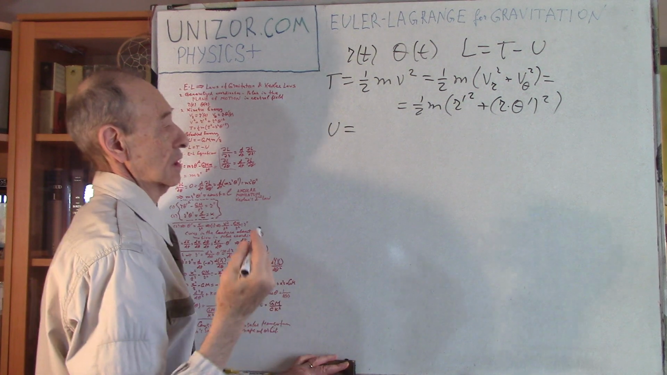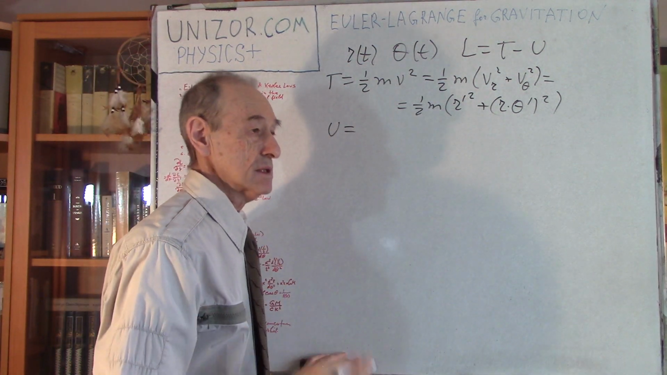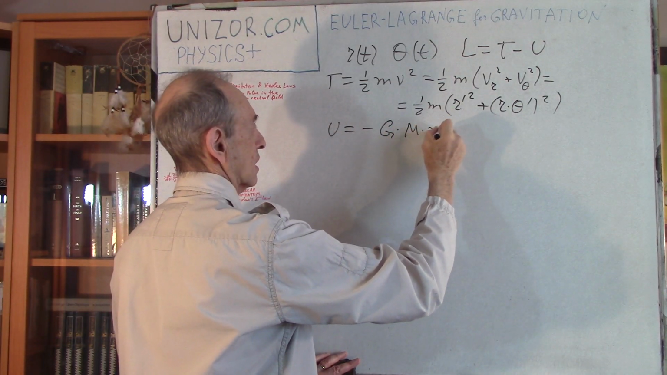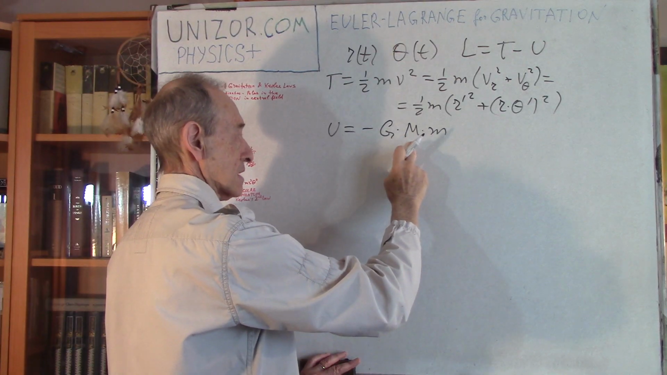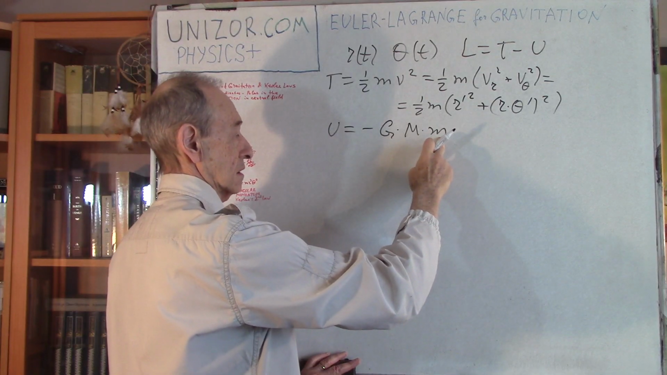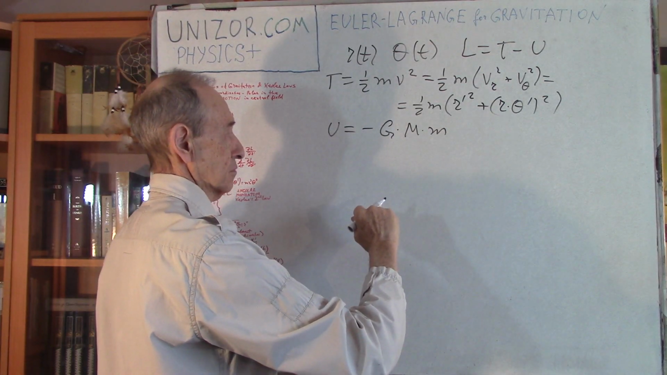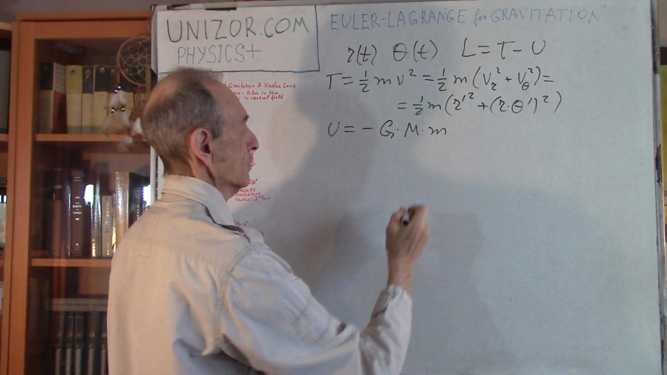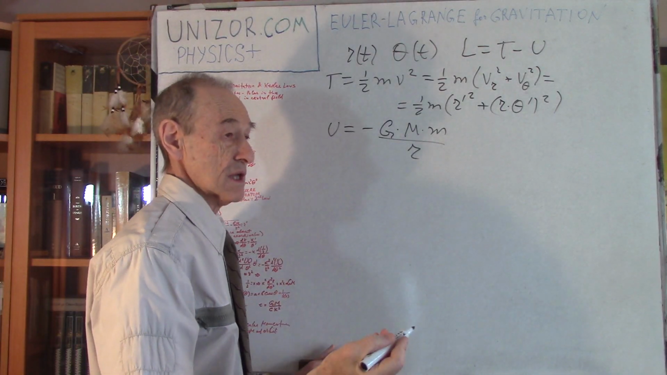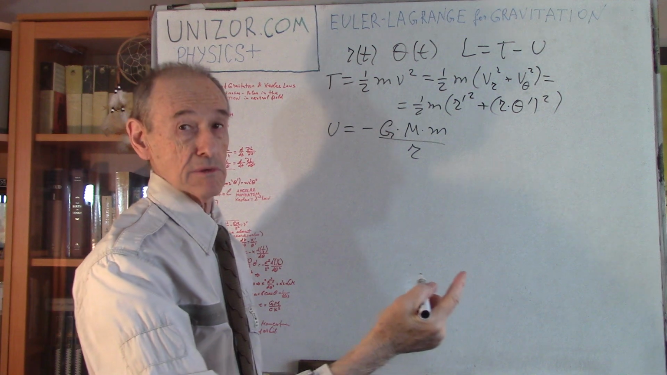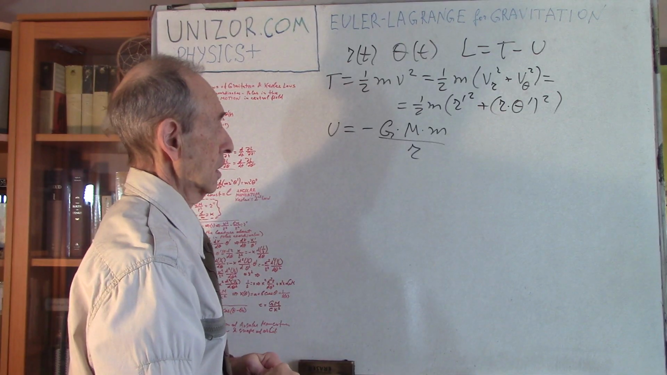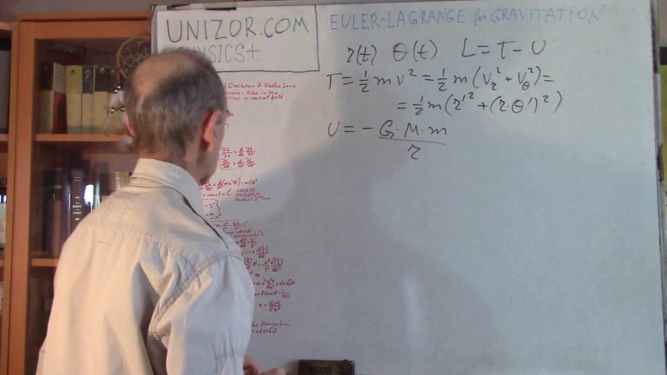Now, potential energy in the gravitational field. We considered it many times before, so I'll just take it as given. It's the gravitational constant times the mass of the source of gravitation, the sun, times the mass of the moving object, the planet, divided by the distance between them. The force of gravitation is inversely proportional to the distance squared, and the potential is inversely proportional to the radius.